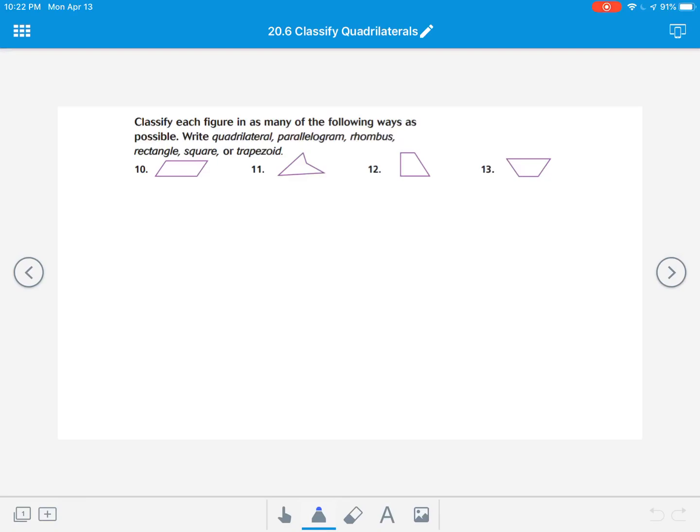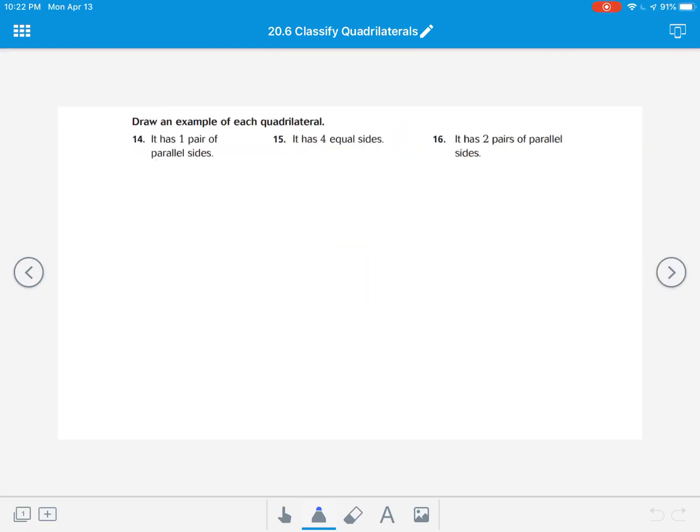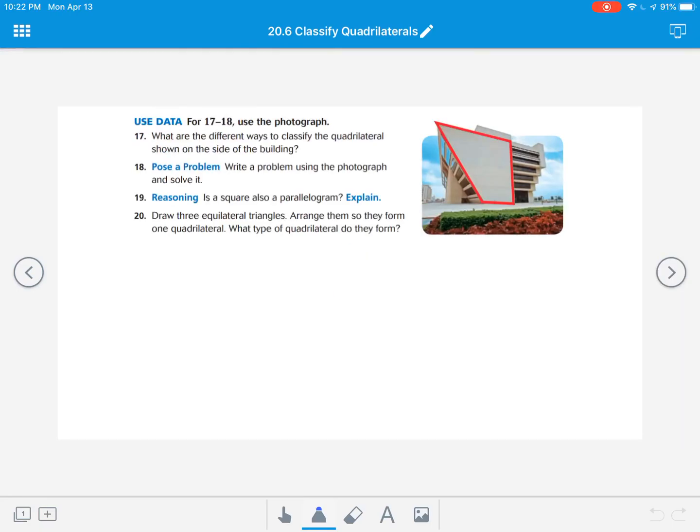All right, numbers 10 through 13, directions say, classify each figure in as many of the following ways as possible. Since we have already been working on that together, we're going to skip this part. You're welcome to practice this if you want, but we did that pretty extensively previously. If you'd like to solve them, feel free to pause the video. Same thing with 14 through 16. We just solved those together, so we're going to move on and get you going on the next part.